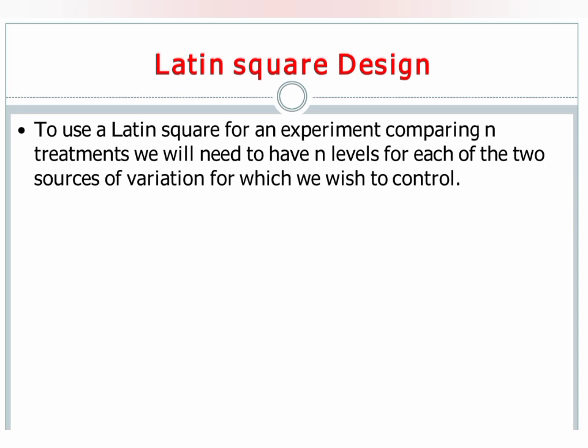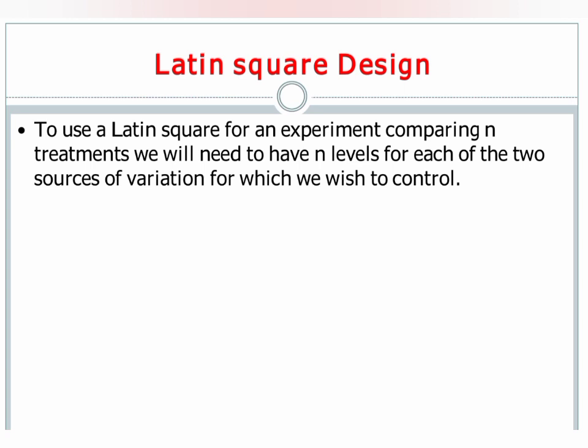Next one is Latin square design. To use a Latin square for an experiment comparing n treatments, we will need to have n levels for each of the two sources of variation for which we wish to control. So here the Latin square will be in the format of rows and columns. So we are going to divide the given subject into a number of blocks, and we are going to apply all the treatments to the blocks randomly. In the Latin square design, we have the output in the square format.